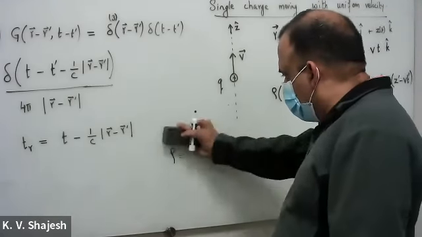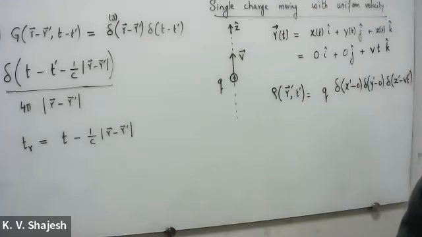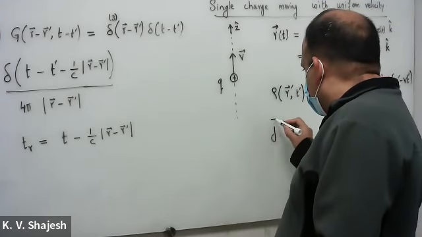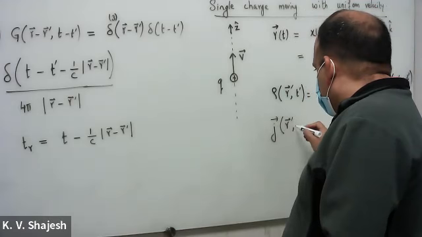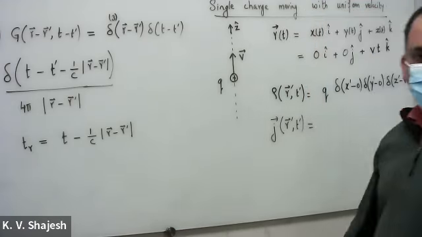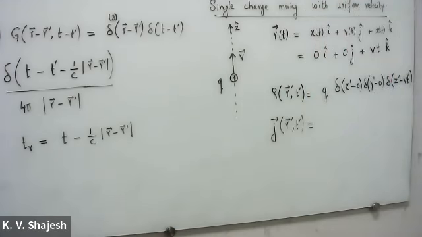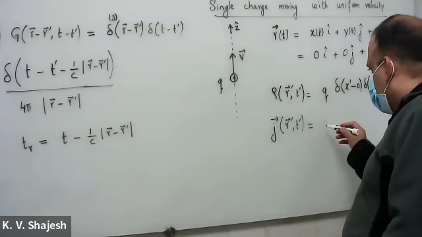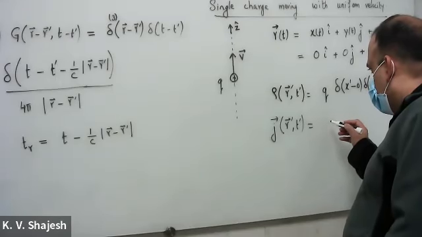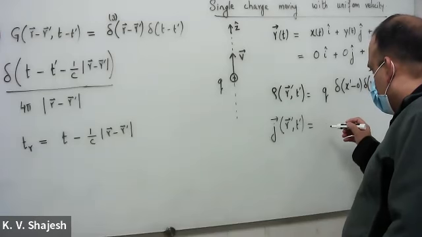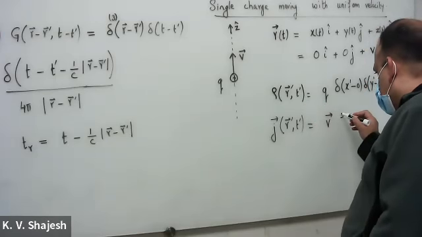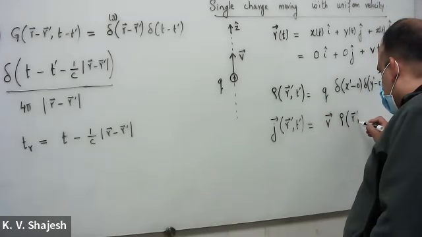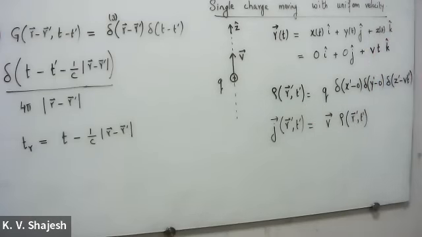Okay. What about the current density at r prime and t prime? That's equal to you multiply it with the velocity, and that's all. So it is q times, how should I say it? Yeah, it is v times charge density. That's your, for a point charge, that's your current density.